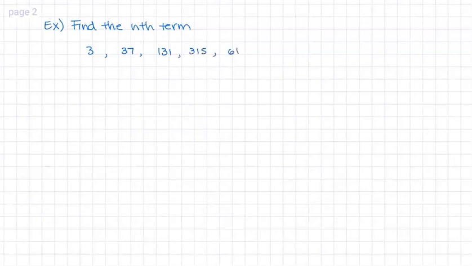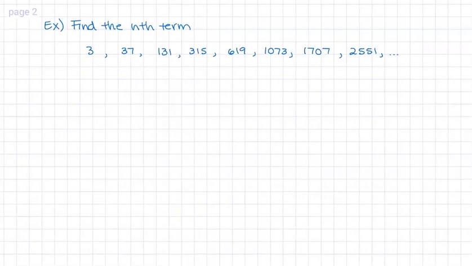So find the nth term for this one. 3, 37, 131, 315, 619, 1073. What? 1,707, 2,551. Holy mackerel, what's going on here? So if you want to give it a shot, see how far you can get, go ahead. And you can pause the video.